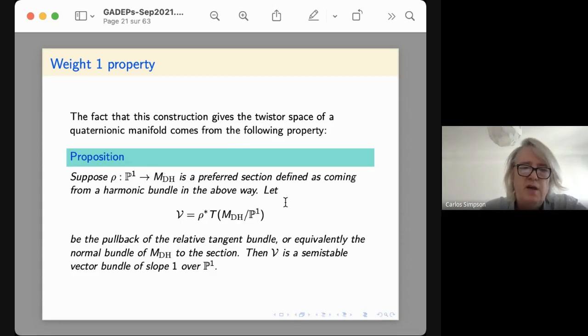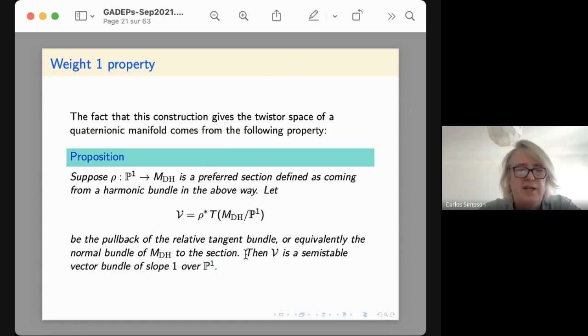Let's take the normal bundle, which is also the pullback of the relative tangent bundle, right? This is a section of a fibration. So the normal bundle is just the pullback of the relative tangent bundle of the fibration. And the statement is that this bundle is a semi-stable bundle of slope 1 over P1.